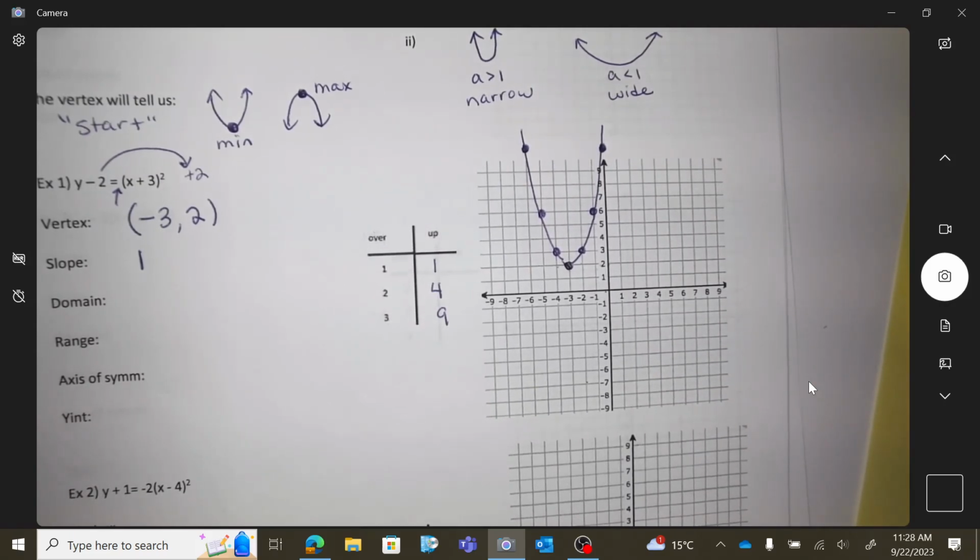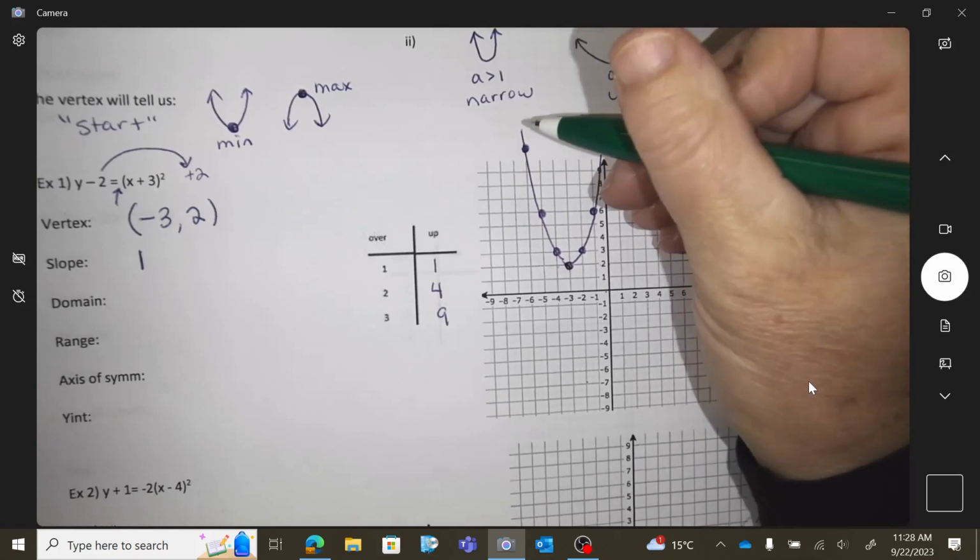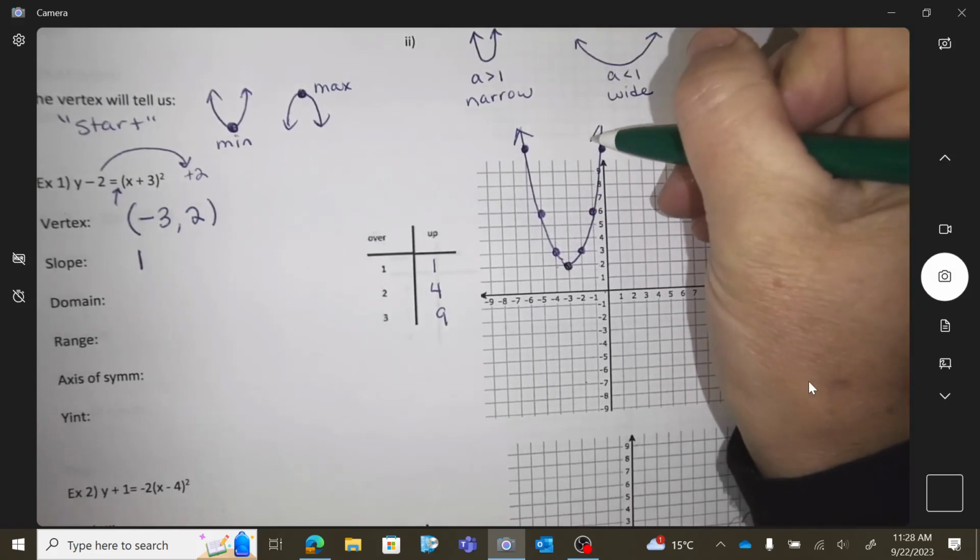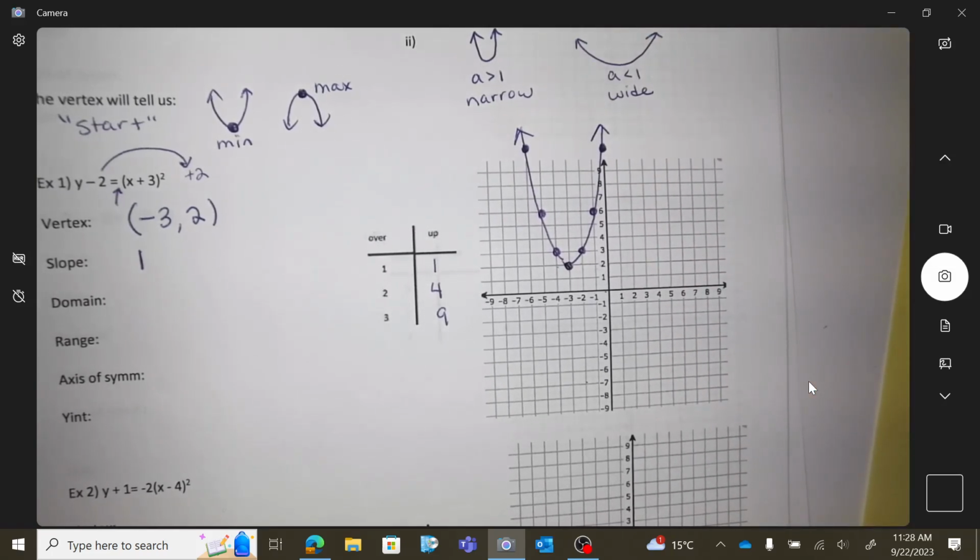And what should I do on my parabola here? I need arrows. Because this will just keep doing this, right? It doesn't end. It keeps going and going and going.